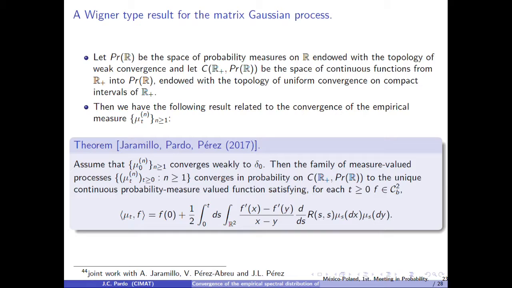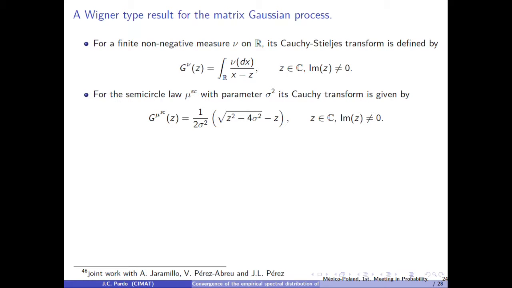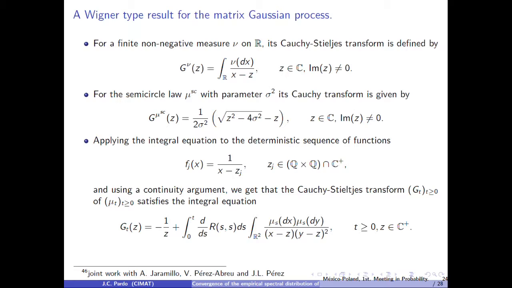But instead, here it is in terms of this function R, right? Okay. So if we want to characterize this density mu, I mean this process mu s, we need to introduce the Cauchy-Stieltjes transform, which is defined as follows. And it is well known that for the semicircle law, the Cauchy transform is given by this identity. And applying the integral equation to this deterministic sequence of functions and using some continuity arguments, we get that the Cauchy-Stieltjes transform of mu t satisfies this identity.